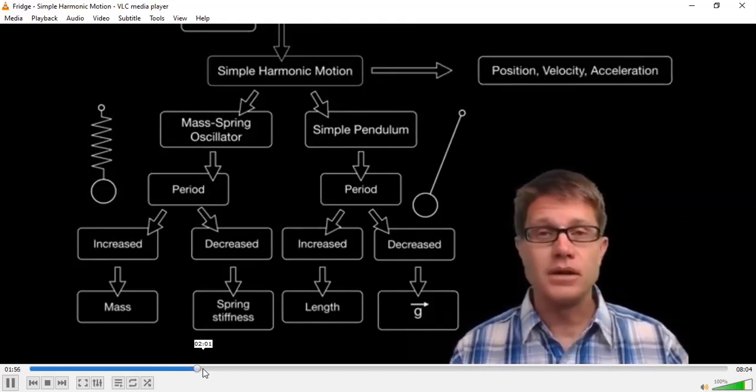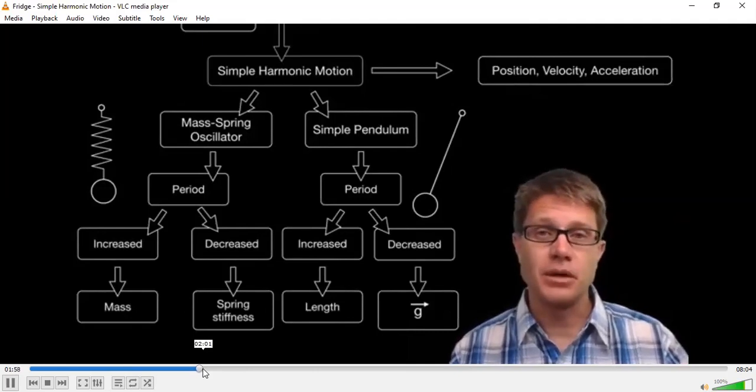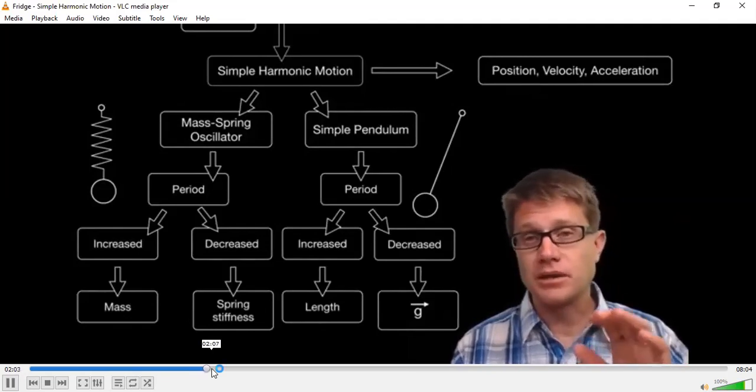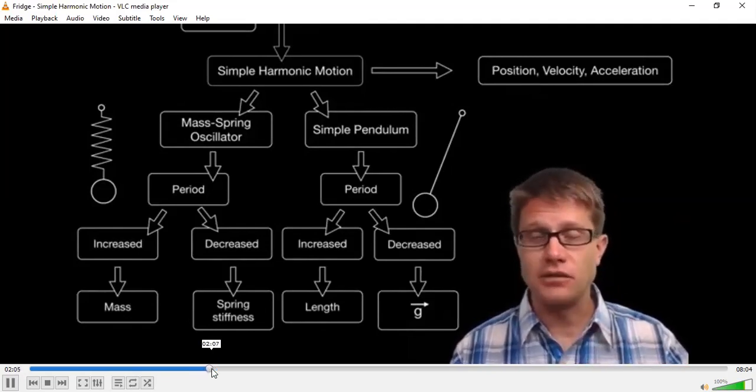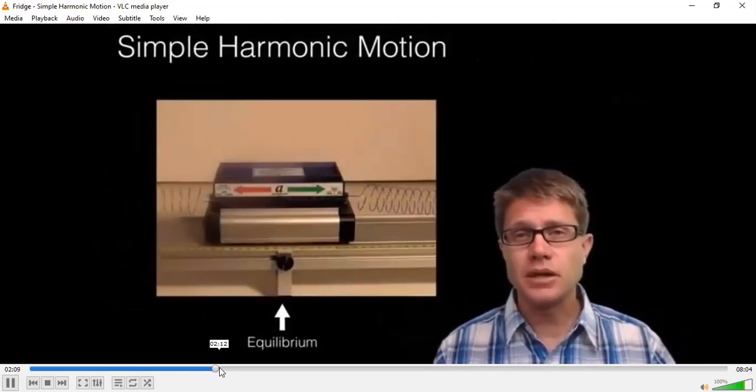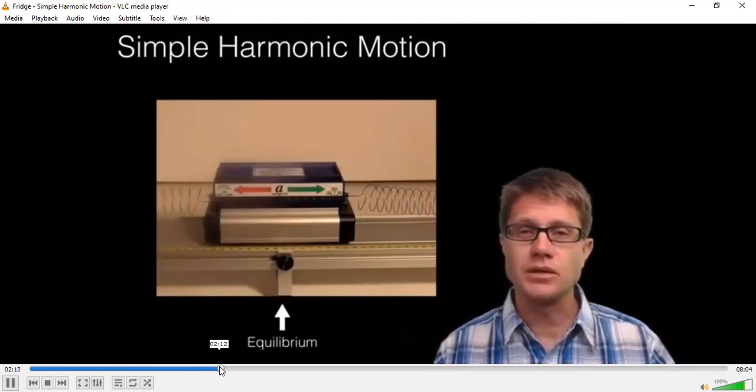With both of these forms of simple harmonic motion, you should be able to identify the position of the object at any time, its relative velocity and acceleration, and figure out when these are at a maximum and when they're at a minimum. Let's look at some simple harmonic motion. This one we've got horizontal with two springs, and so we can see its motion. Equilibrium is going to be right in the middle.